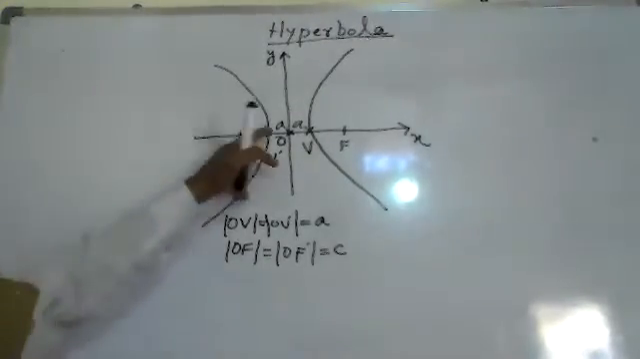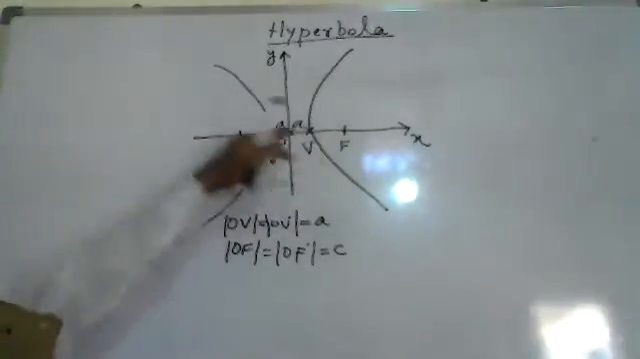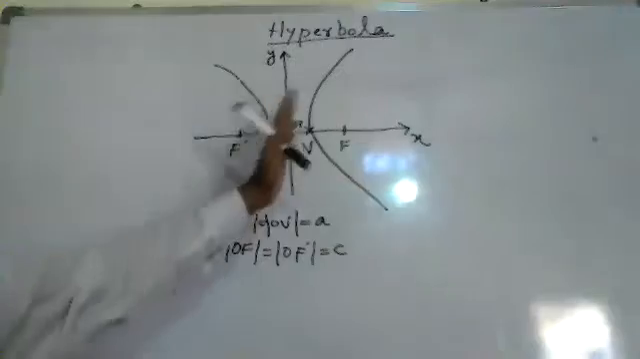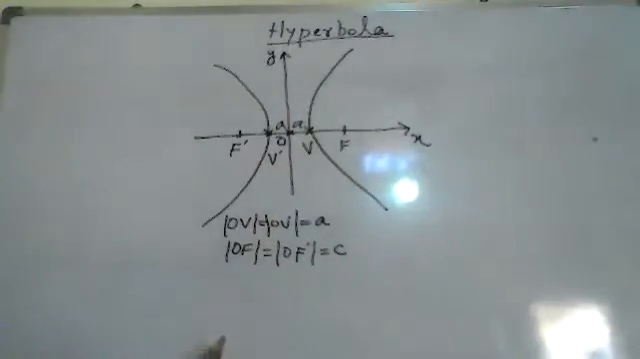But this line is passing through the vertices and the foci. So this is called the transverse axis, and the other line which is also dividing into two parts is called the conjugate axis.